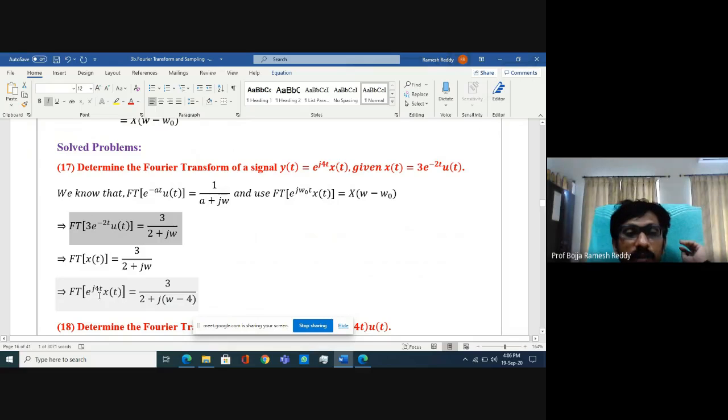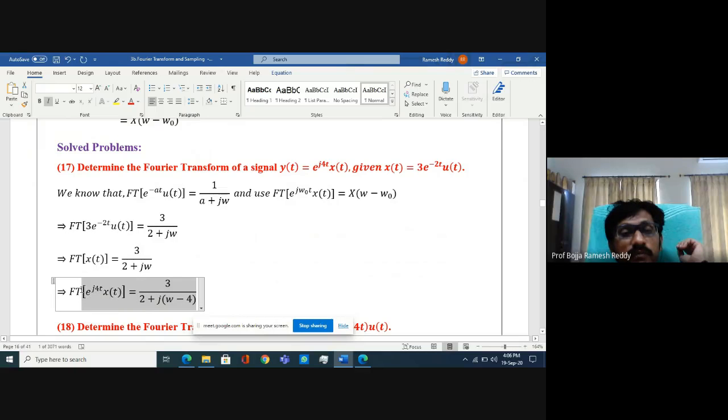If it is multiplied with e power j4t, then in the frequency domain what do we have to consider? Omega minus omega naught. What is omega naught? 4. So simply replace omega with omega minus 4. That's all. Omega minus omega naught, that is omega minus 4. That is 3 divided by 2 plus j times omega minus 4.